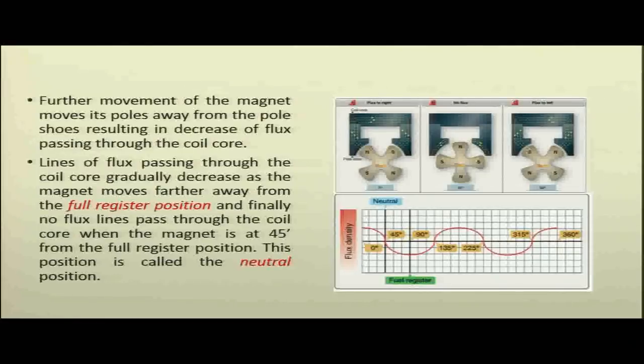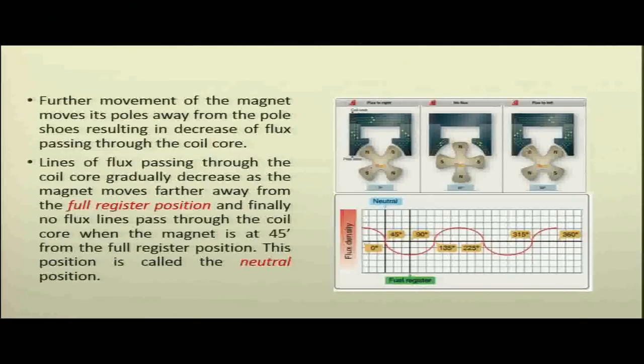the full register position. As the magnet moves away from the full register position, the magnetic lines of flux passing through the coil core gradually decrease, and finally no flux lines will pass through the coil core when the magnet is at 45 degrees from the full register position. In that case there won't be any lines of flux passing through the coil core. This position is called the neutral position. So the second figure here is your neutral position, where no flux is passing.